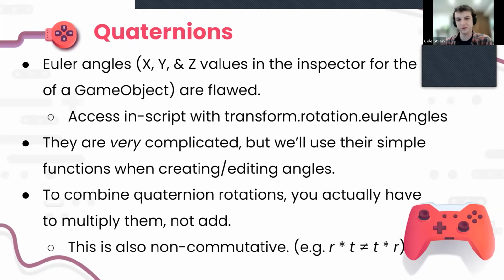Another interesting property is that if you want to combine the effects of two rotations, you don't actually add them, you multiply them together. And it's also important to note that it is non-commutative. So doing two rotations one way isn't the same as doing it the reverse way. It's not regular multiplication. I believe it's cross multiplication, which you will also learn in CS174A if you take that.